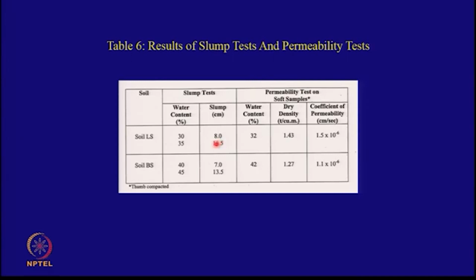But because we were using such high water contents, the permeability was becoming 10 to the power of minus 6. With compacted soil, the permeability was 10 to the power of minus 7, but not here. Similarly here, when I used 40%, 42%, 45%, my slump was 15 or 13.5, but permeability went up.